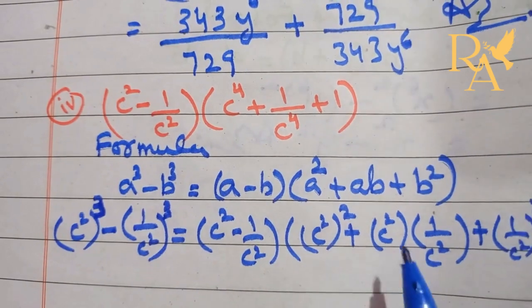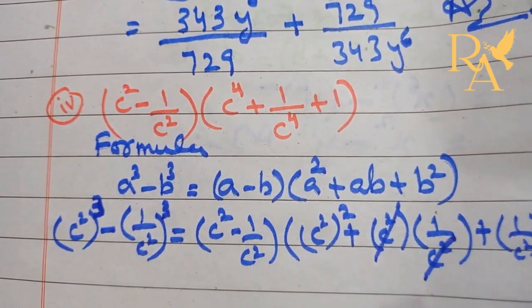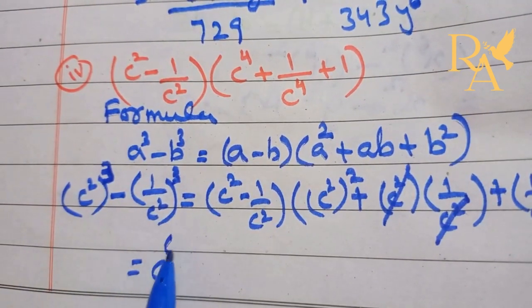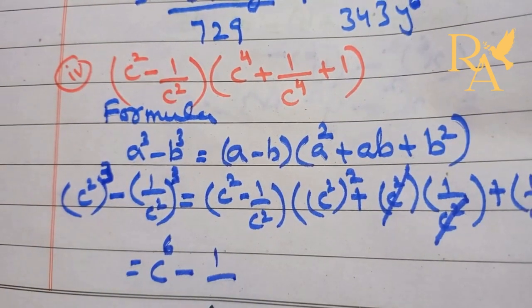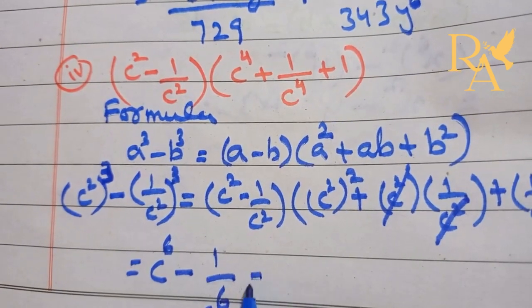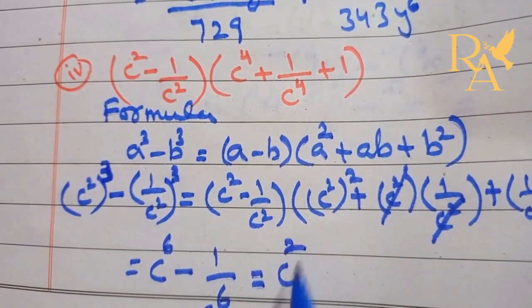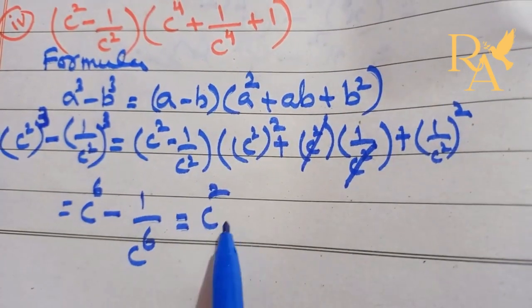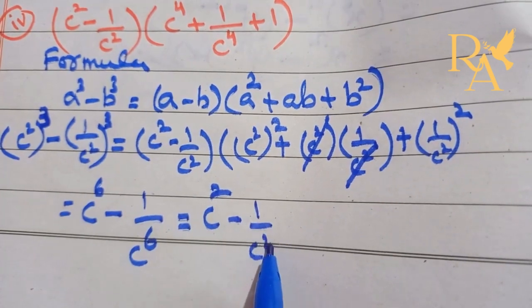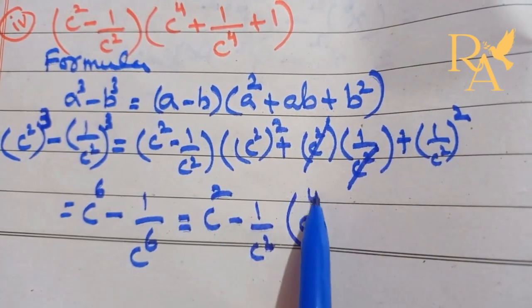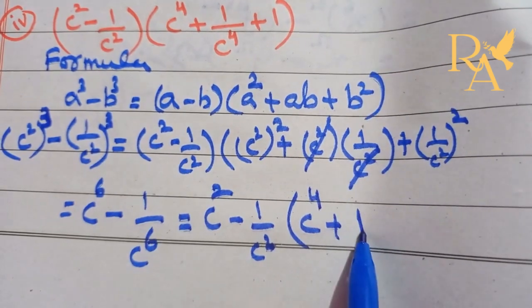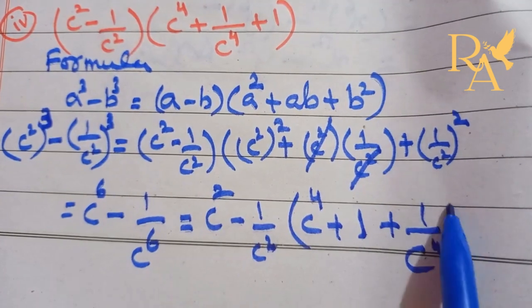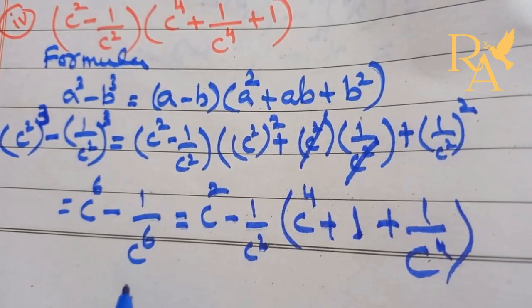Here c² divides with this c², so c to the power 3 times 2 is 6 minus 1/c⁶ is equal to (c² − 1/c²)(c⁴ + 1 + 1/c⁴). This is the required answer.